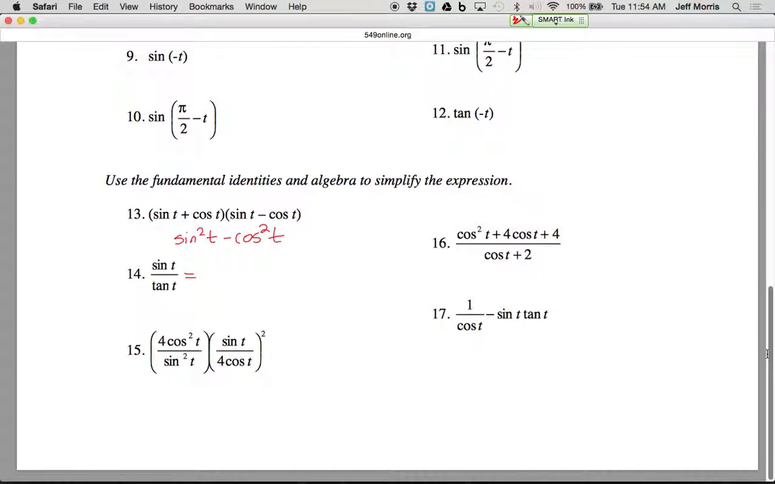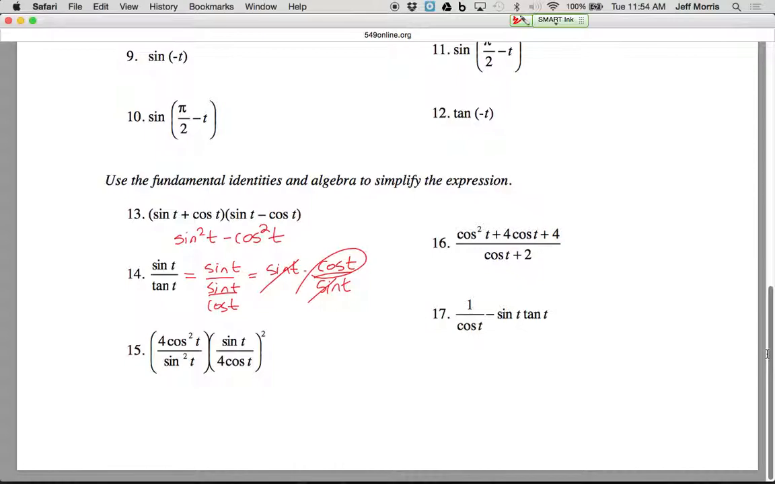14 is sine t over sine t divided by cosine t, and then you just multiply by the reciprocal. So it'd be sine t times cosine t over sine t. What happens to sine t? Cancel, so the answer is cosine.